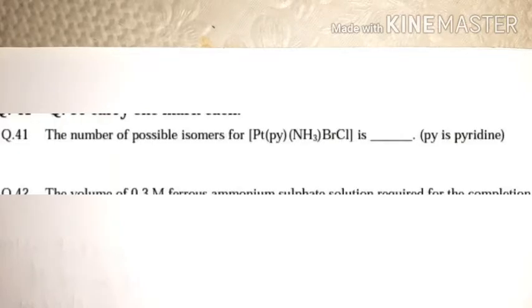And see, it says the number of possible isomers for this complex is, where py is pyridine. You must find the number of isomers of this coordination complex, friends. Okay, this is a numerical answer type question. You can put the value. Okay, so we can solve the solution.